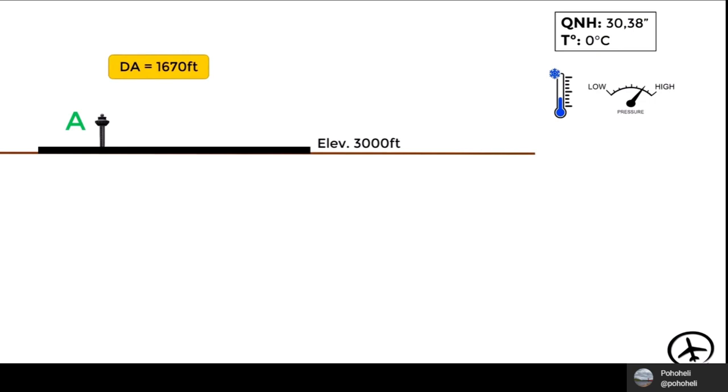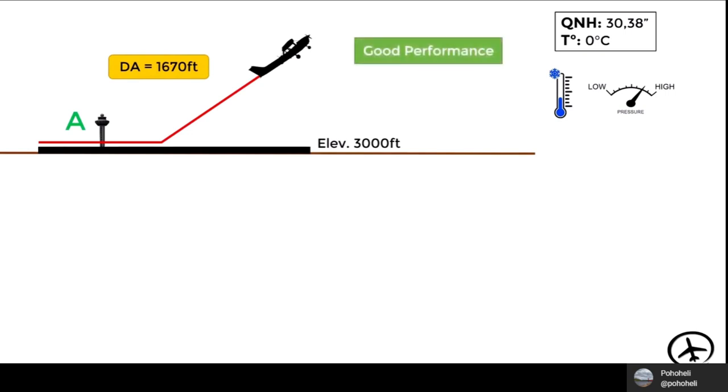In other words, aircraft operating at this airport will behave as if they were flying at 1,670 feet, which means that they will present a good performance.